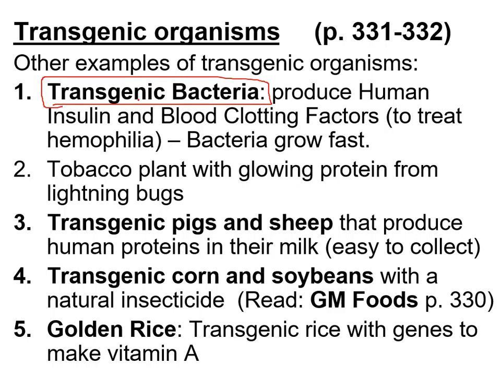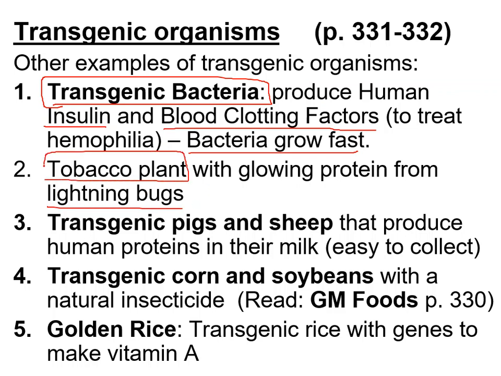And you can do this, again, with human growth hormone, you can do it with insulin, you can do it with blood clotting factors, and it's because bacteria grow and reproduce quickly, right? You can also do this with, yep, I was right, it was lightning bugs. Tobacco plants with GFP, green fluorescent protein from lightning bugs or jellyfish. You can make them glow. Feel free to Google glowing rabbits as well.